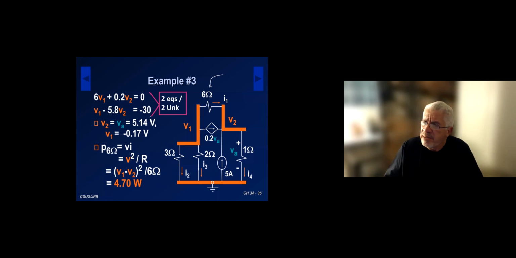So this example is a pretty good one. It's a 3-node example, so 2 unknowns. It has a dependent source in it, so basically it starts getting you ready to do this kind of activity. And it asks you to calculate power as well, which is a standard question that you're going to get in this course.